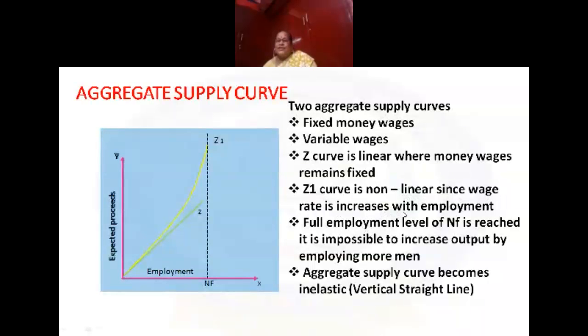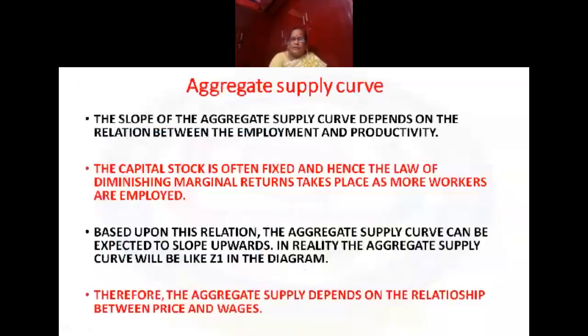Since the wage rate increases with the employment, it is going on increasing. When the full employment level is reached, it is impossible to increase the output by employing more men. Aggregate supply curve becomes inelastic. What do you mean by inelastic? Insensitive to changes in the price or income. This one we have studied in 11th standard also. Different kinds of supply curve, different kinds of demand curve.